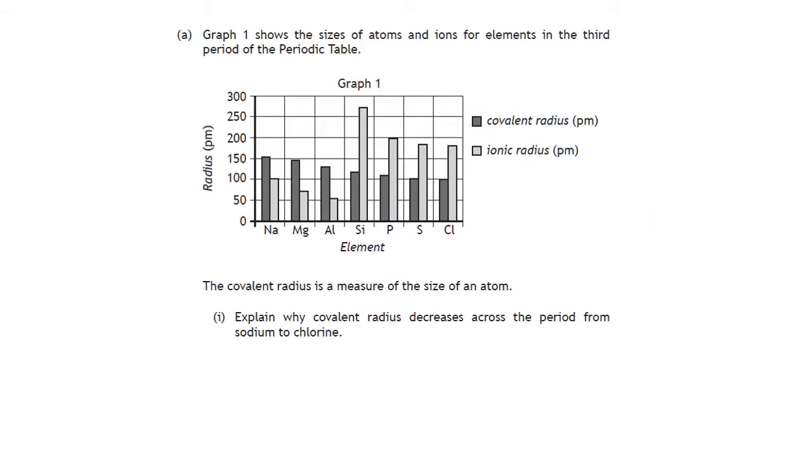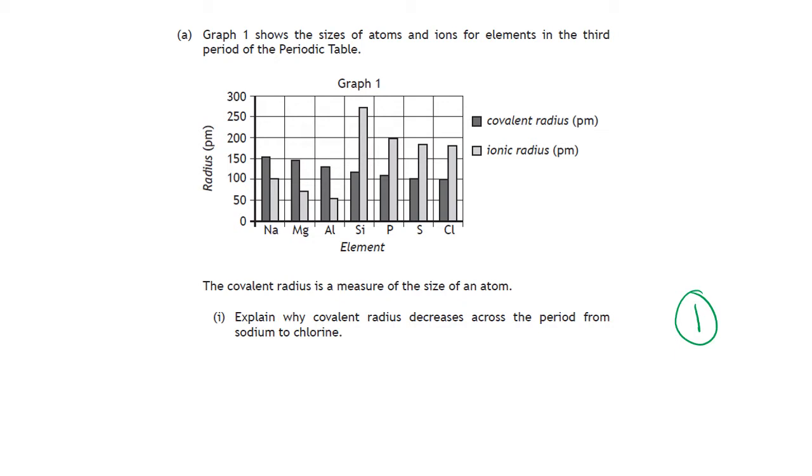Now we're getting into our more explaining questions. So we've got a graph, and it's showing us in the dark bars, so the left-hand bar for each element, the covalent radius. And it says the covalent radius, why does it decrease across the period from sodium to chlorine? So it's not asking you to compare sodium to chlorine, it's to explain the overall trend. Now this question's worth 1 mark. For 1 mark, you just need your basic explanation.